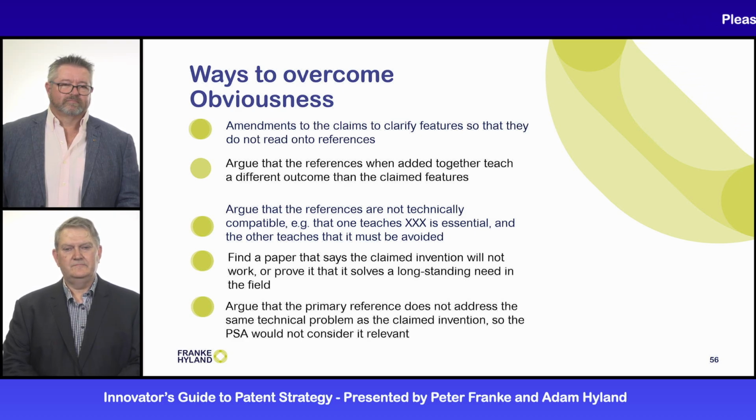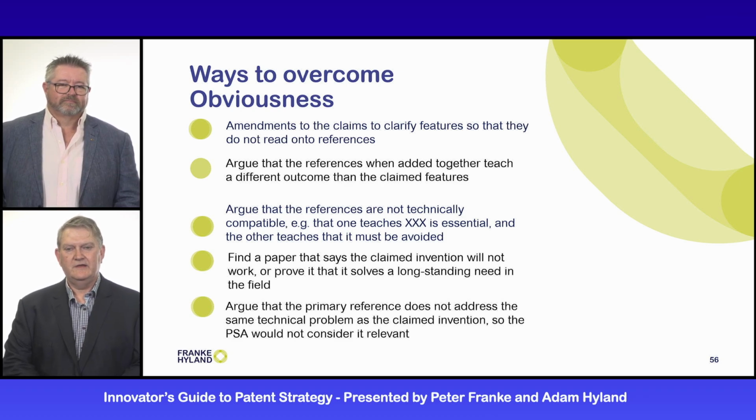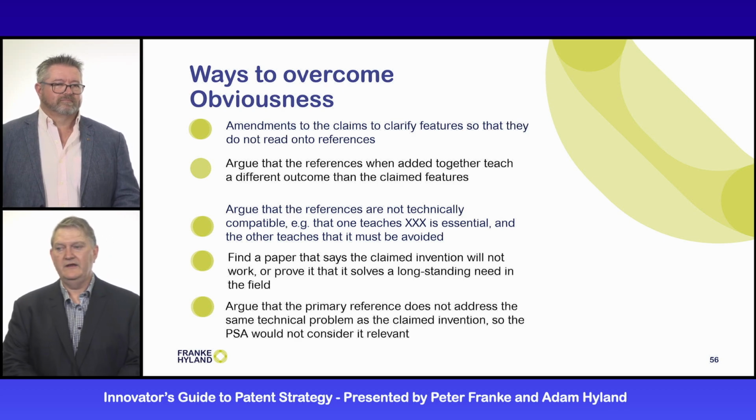So for example, they might be very selectively adding very small components, whereas really the teaching of one is not what the examiner wants to say it is. You can argue that the references he's adding together are not technically compatible. So one says that feature X is absolutely essential, and the other one teaches that feature X must be avoided at all costs. So you'd be surprised at how often that occurs. Or that it's just such a remote field that no one would add one and the other together.